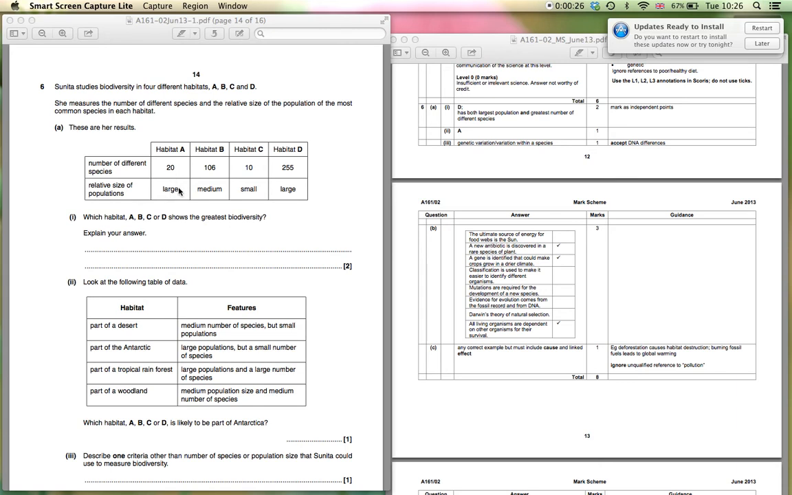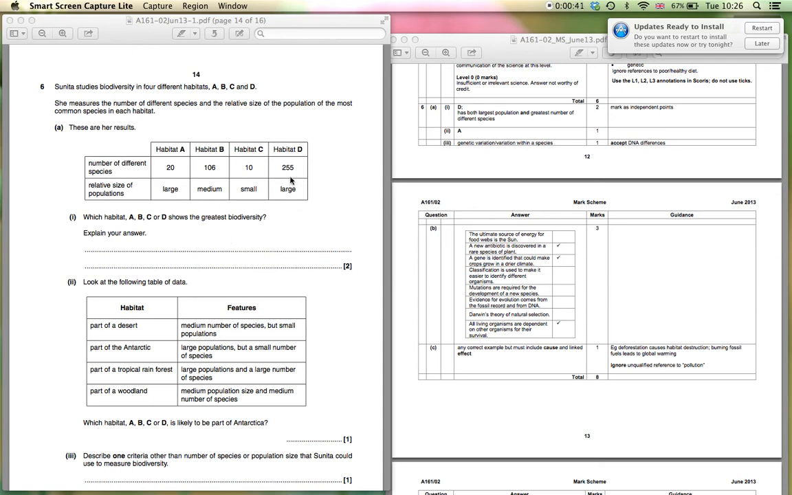Habitat A has large populations, B medium, C small and D large, and it asks which habitat A, B, C or D shows the greatest biodiversity. You get 2 marks, 1 mark for choosing the right habitat and 1 mark for explaining.